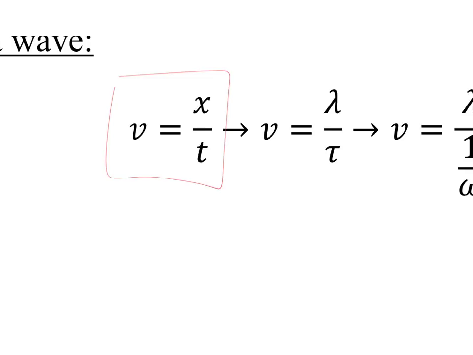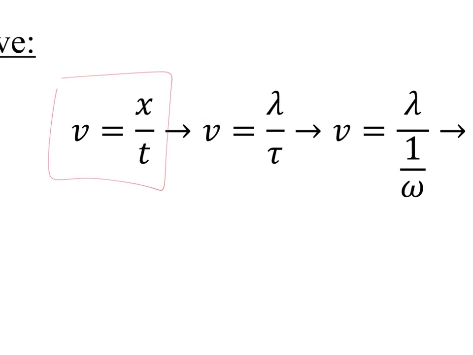Now, the other way to represent this is to replace period right here with its equivalent expression, which is 1 over the frequency. Remember, period and frequency are reciprocals of each other from last section. You should know this by now after doing that homework, period and frequency, and the lab. Period and frequency are reciprocals. So we can replace period with 1 over the frequency.